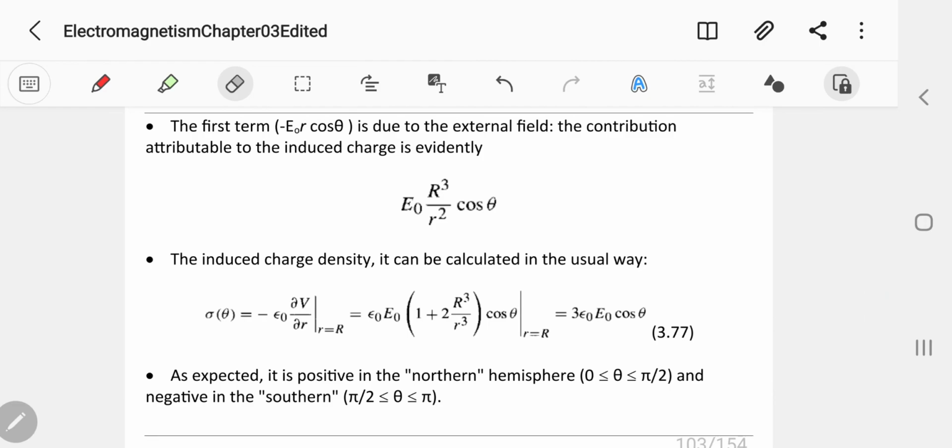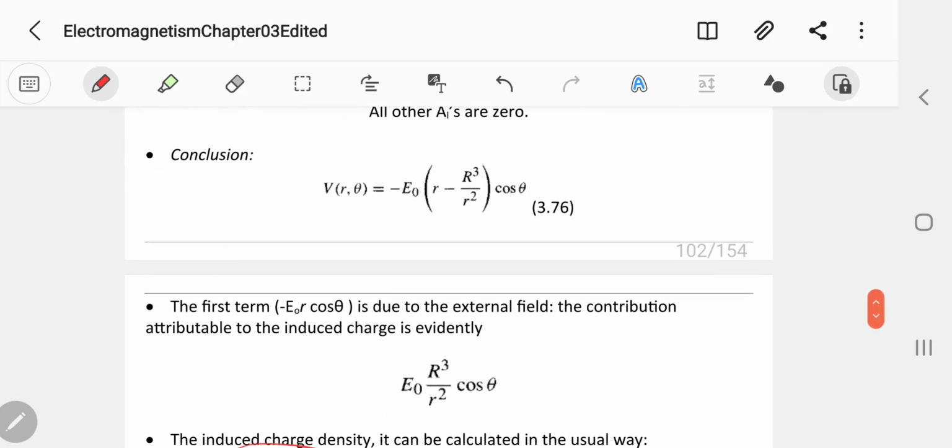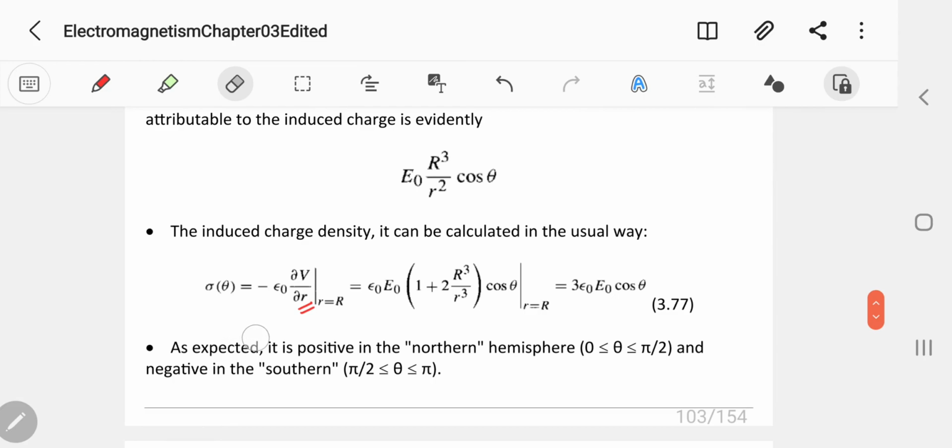So how can we get the charge density on the surface of the sphere? We just use this formula again. In this case, our normal unit vector is in the direction r, so we have to use the radial component, and then we can find it by integrating the potential here. By integrating the potential, we can find the induced charge on the surface.